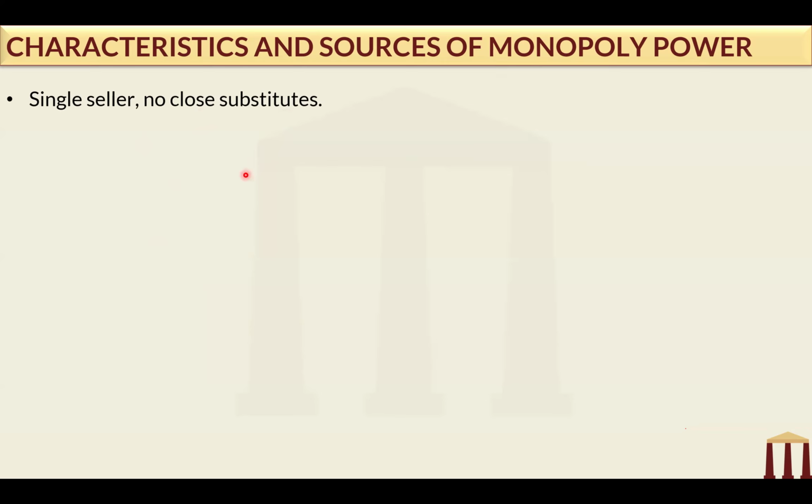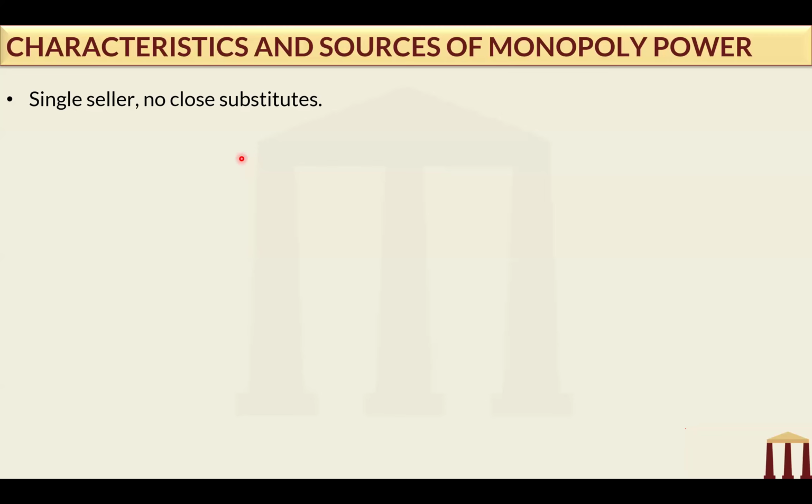Okay. So since the monopolist represents the entire market, the market demand curve is also the firm's demand curve, because the monopolist is the market itself, right? So this gives the monopolist a very unique power, unique control over what? Over price as well as the quantity, the output.